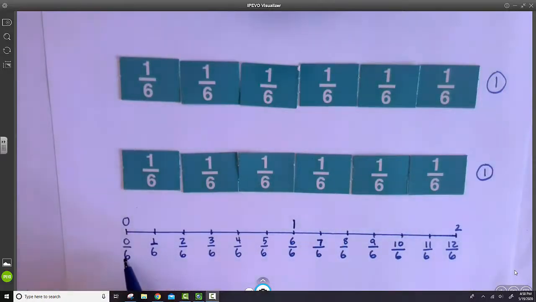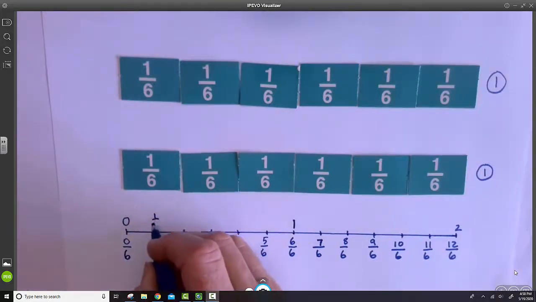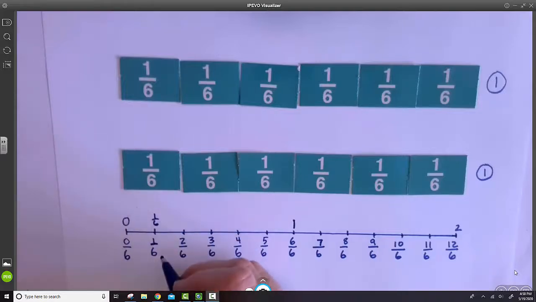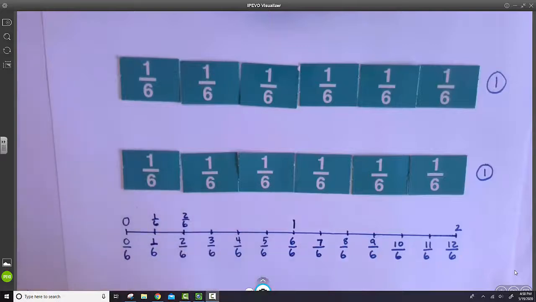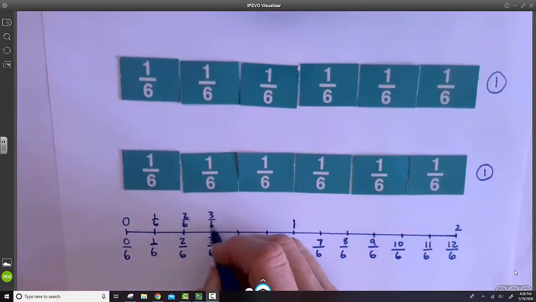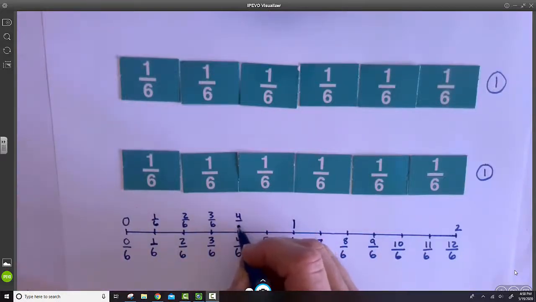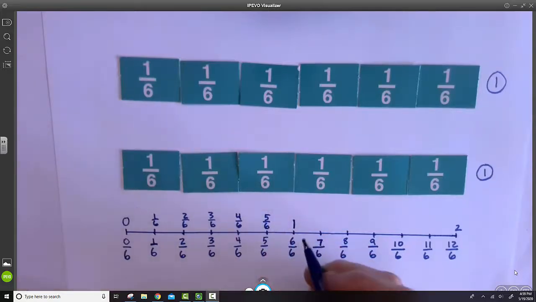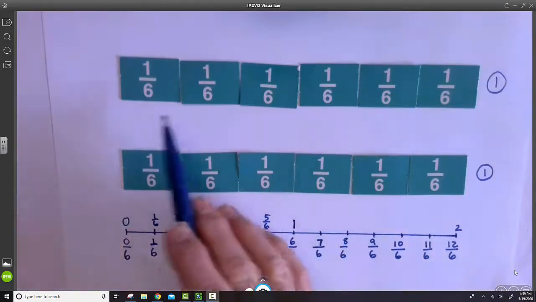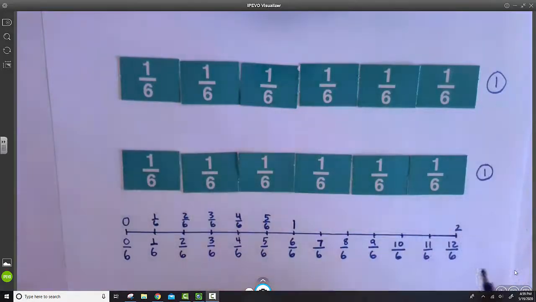So 0/6 is the same as 0. 0 divided by 6 is 0. And then we again have our 1/6. It's the same because it's a fractional piece. 2/6, 3/6, 4/6, 5/6, and then 6/6. 6 divided by 6 would be 1. And we already put our 1 because we saw that 6/6 equals one whole.